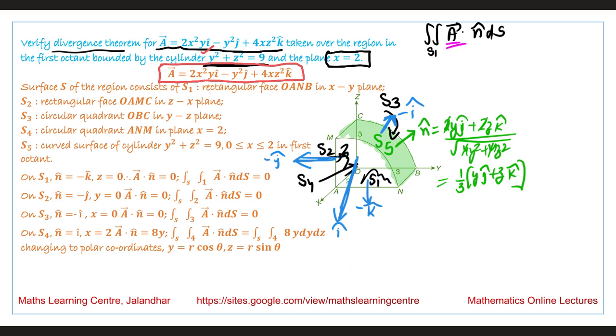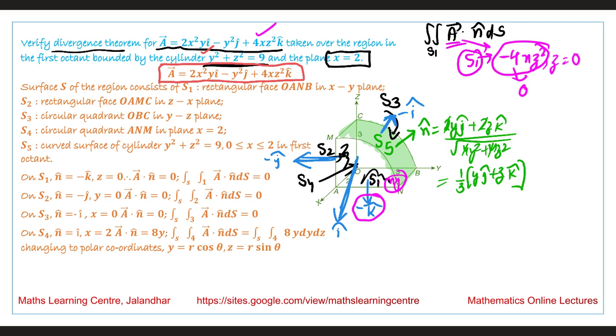Now if we take the dot product on the surface S1, in place of n cap we have minus k cap. So what we are left with is 4xz square with the negative sign, and on this surface, the xy plane, the value of z is 0. So A dot n cap on this surface is 0. So the integral on S1 comes out to be 0.